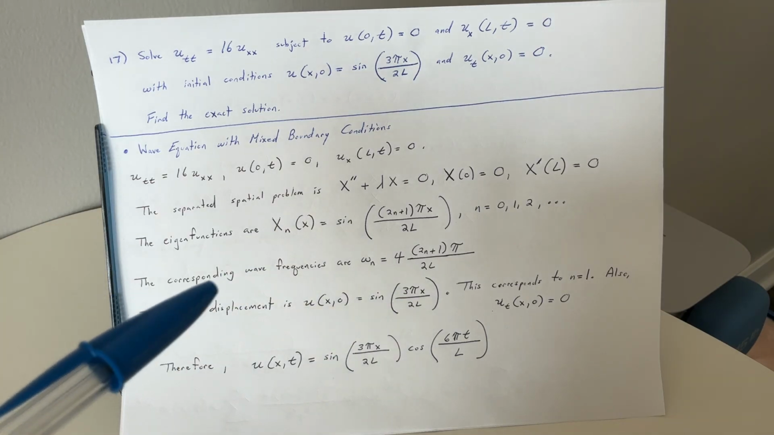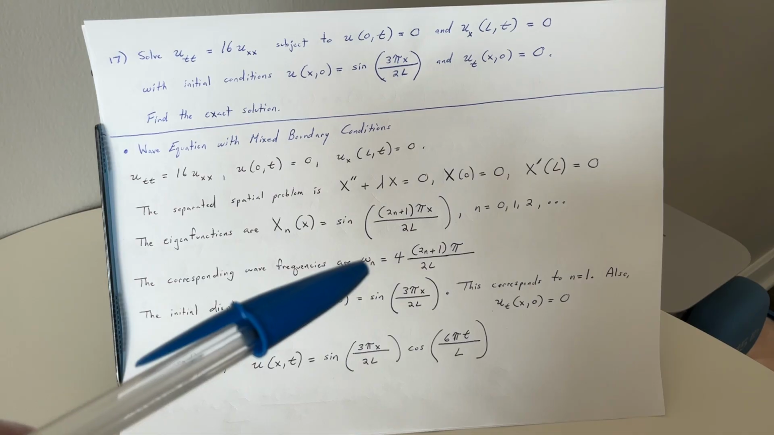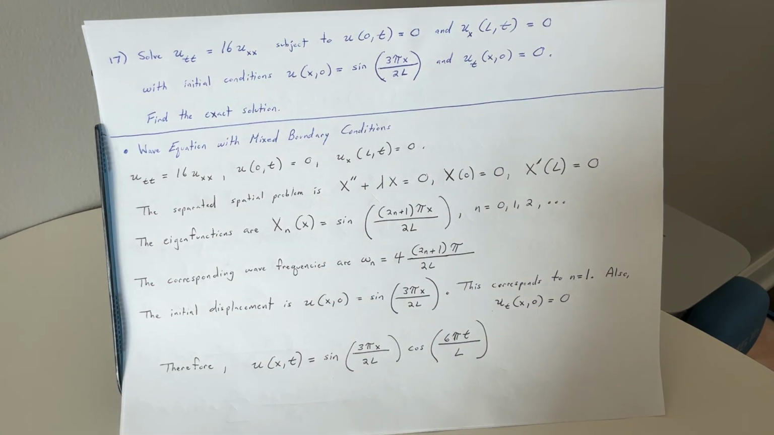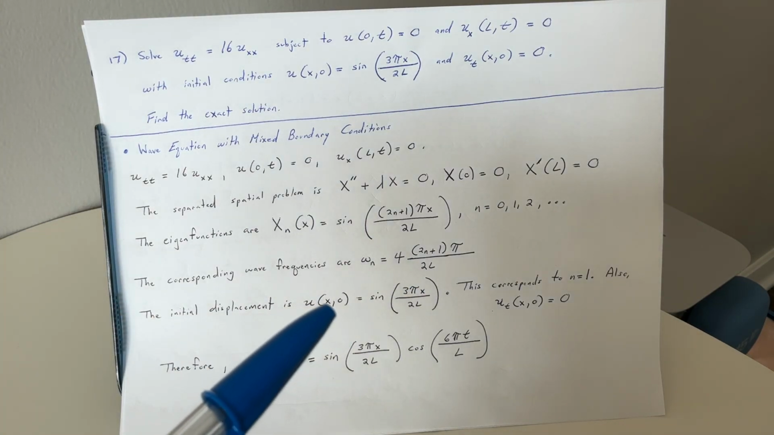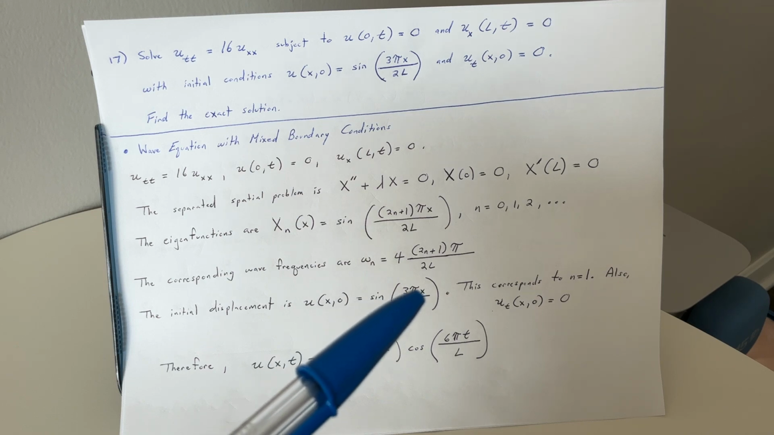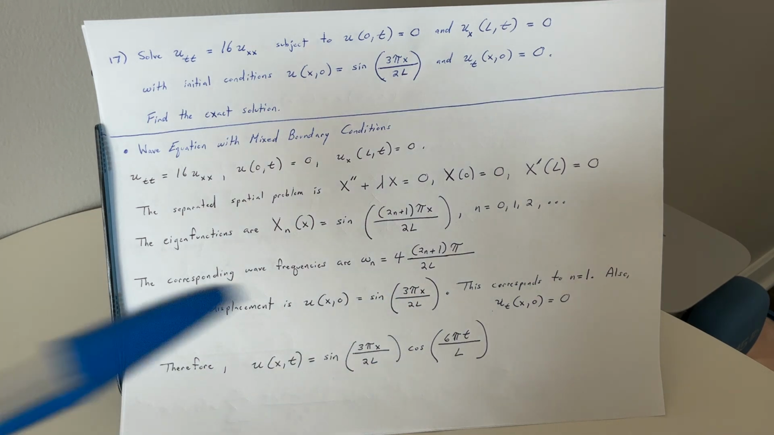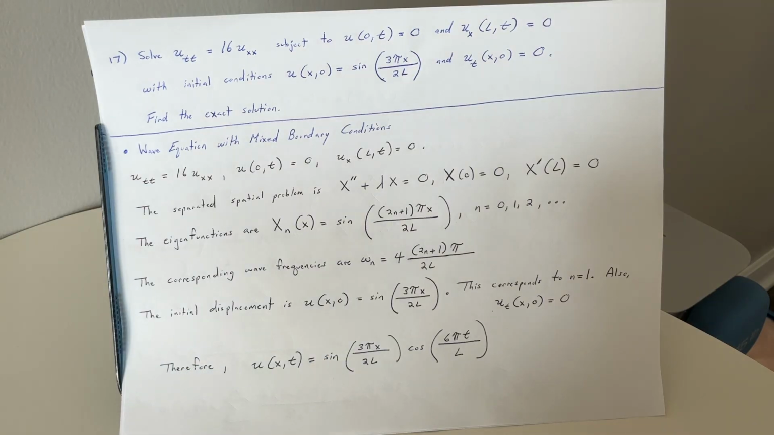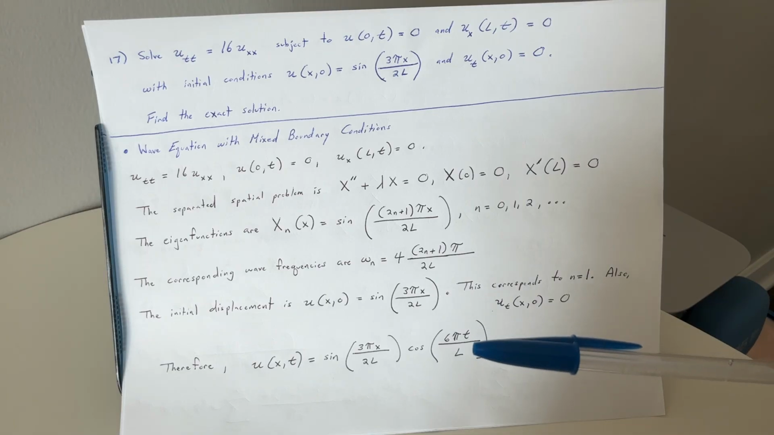And corresponding wave frequencies are omega sub n equals 4 times (2n plus 1) pi in the numerator, divided by 2L. Initial displacement is u of x comma 0 equals sine of 3 pi x over 2L, and this corresponds to n equals 1. Also, u sub t of x comma 0 equals 0, and we could conclude from there that therefore u of x comma t equals the following: sine of 3 pi x over 2L times cosine of 6 pi t over L.